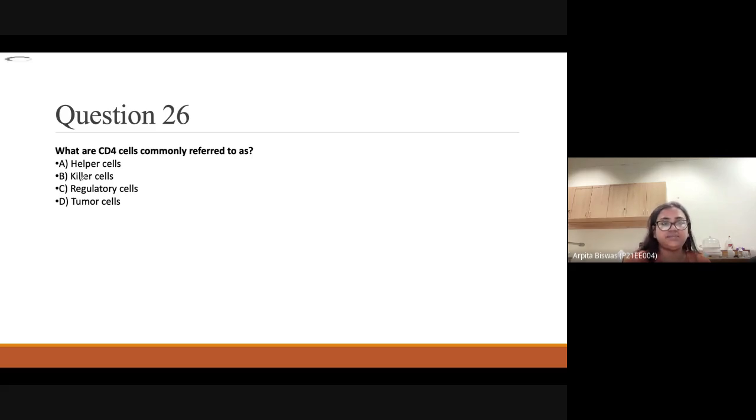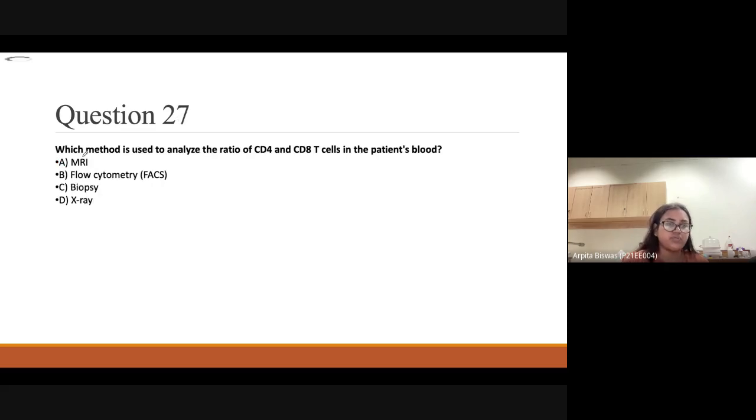So what is the right answer? So the right answer is option A, the helper cell. Okay. Next, move toward question number 27. Which method is used to analyze the ratio of CD4 and CD8 T cells in the patient blood? So first option is the MRI, second option is the flow cytometry, third option is the biopsy, and the fourth option is the X-ray. So what is the right answer?